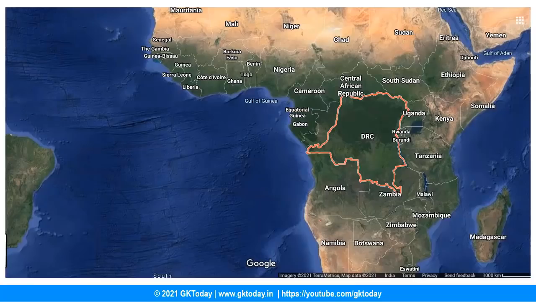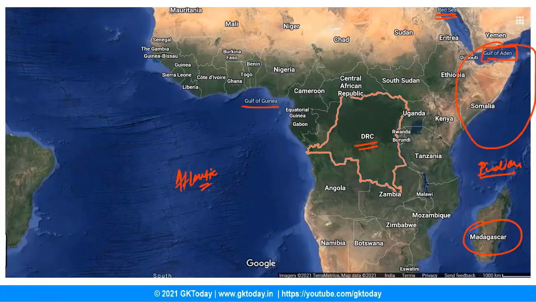Now coming back to the geographical location of DRC, the Democratic Republic of Congo. This is a Central African country. On this side, this is Atlantic Ocean. This is Gulf of Guinea. This is Indian Ocean. This is Madagascar. This is Gulf of Aden, Red Sea, and this is Horn of Africa. Answer in comment box, how many countries are there in Horn of Africa?